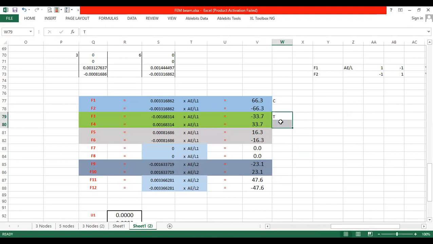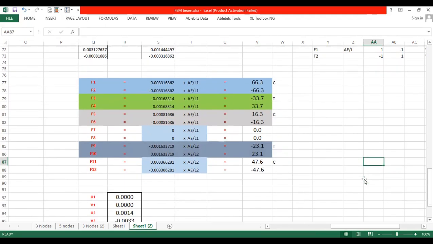This member is negative and positive, right? This is positive and negative, that's a compression. This is a zero member, no member force in that. This is negative and positive, right? So that means it's a tension. This is positive and negative, so that's a compression, right?